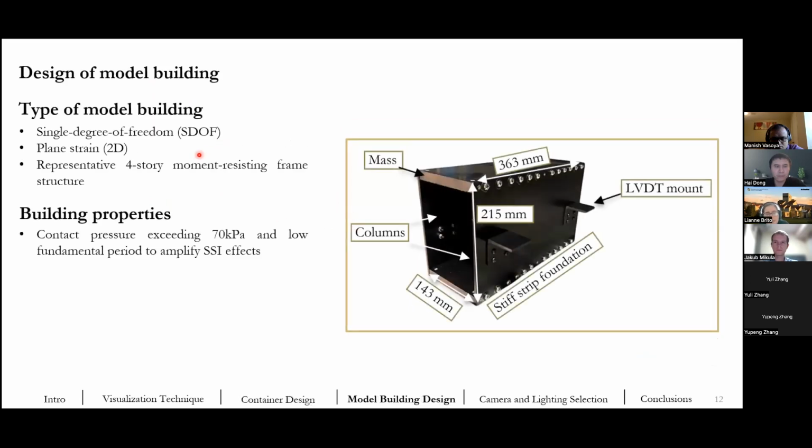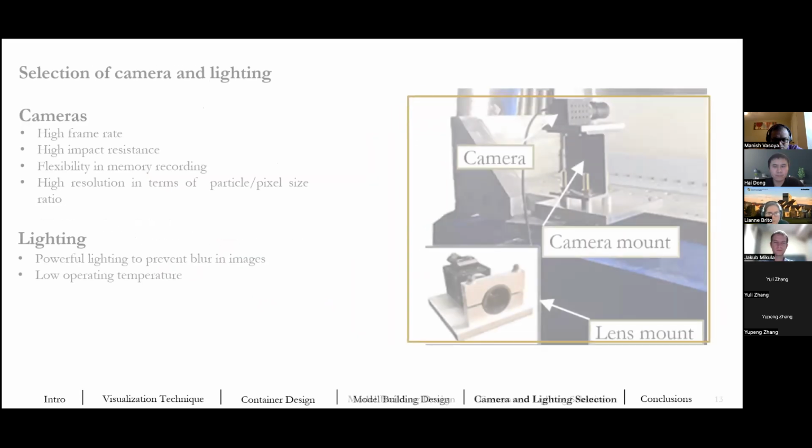So we selected a single degree of freedom structure, and the reasoning for this is because of the complexity of the soil we want to study. So we wanted the structure to be simple linear elastic, and we had to use plane strain conditions because we want to create this two-dimensional setting so we can compare things and visualize them through the PIV analysis. The mass and the period were designed to represent a 4-story building with the consideration of having a contact pressure higher than 70 kPa and a low fundamental period to amplify those soil structure interaction effects.